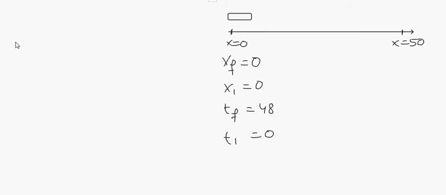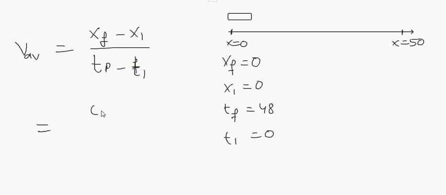Now plugging in the values for average velocity gives us xf minus xi divided by tf minus ti. That gives you 0 minus 0 divided by 48. That gives you 0 meters per second. This indicates that the average velocity for the complete round trip, where the object returns to the initial position where it started, is always 0.